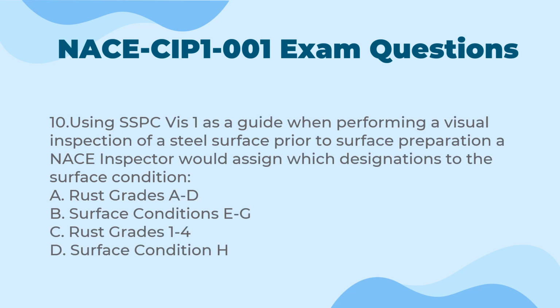10. Using SSPC VIS 1 as a guide when performing a visual inspection of a steel surface prior to surface preparation, a NACE inspector would assign which designations to the surface condition? A. Rust grades A-D. B. Surface conditions, e.g. C. Rust grades 1 to 4. D. Surface condition H.